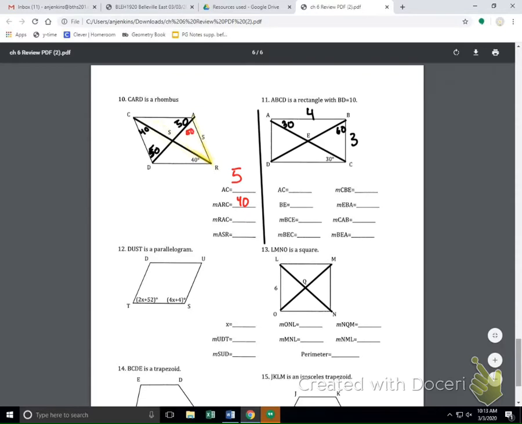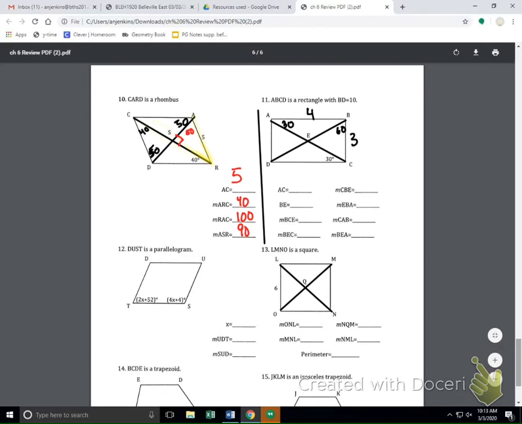So we know ARC has to be RAC. Has to be 100, 50 plus 50. And then our last one is ASR. So we're looking for this angle right here. We don't have that yet. But in a rhombus, what do you know about the diagonals? They're perpendicular, so it has to be 90.